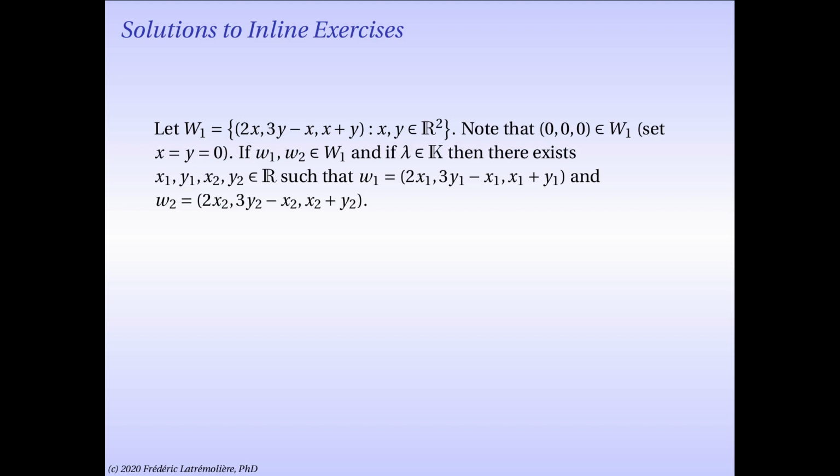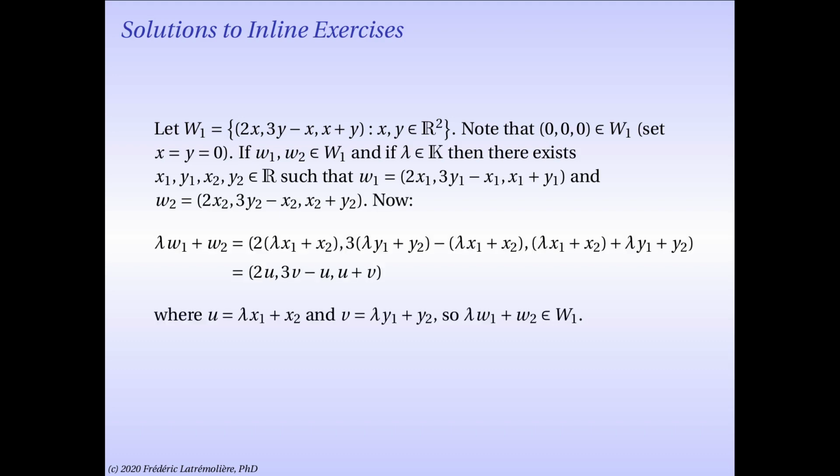All right, so what does it mean to be an element of W1? It means that you can be written in a particular form. In other words, there exist x1 and y1 such that W1 is equal to (2x1, 3y1 minus x1, x1 plus y1). I just read here what the set W1 consists of, and similarly for the element W2. Then I simply compute lambda W1 plus W2. The computation is on the slide. I'm not going to read every letter. It's probably easier to just read it.